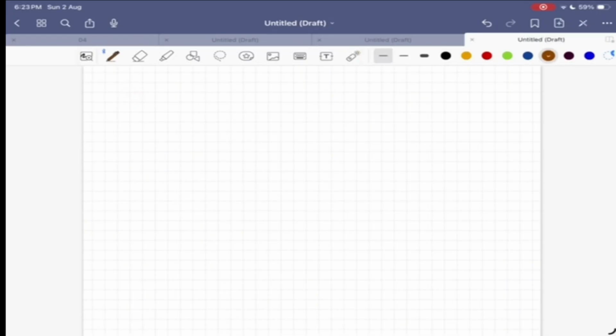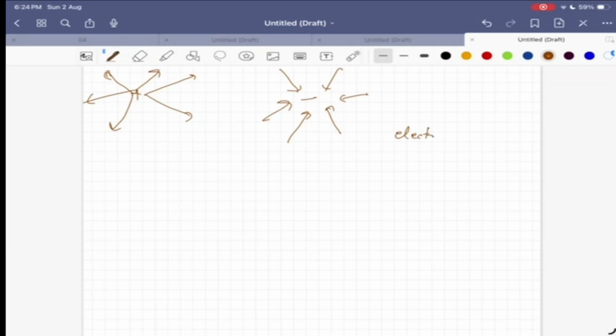Like we know that electric field lines come out of the positive charge and sink at the negative charge. Therefore we know from our previous experience that electric monopoles do exist.